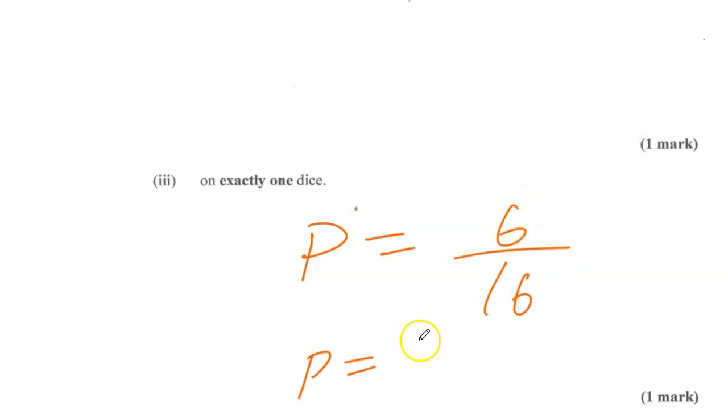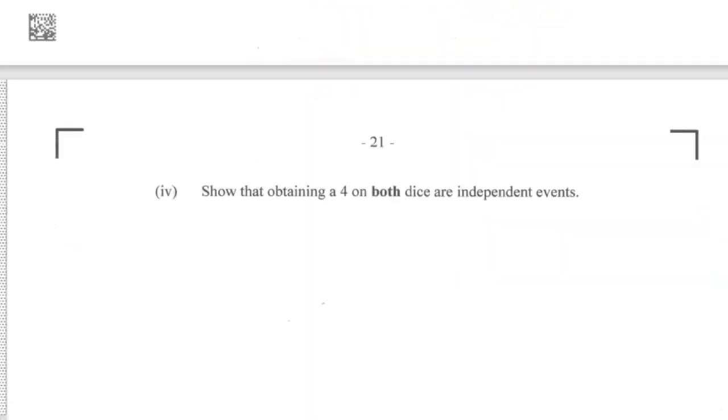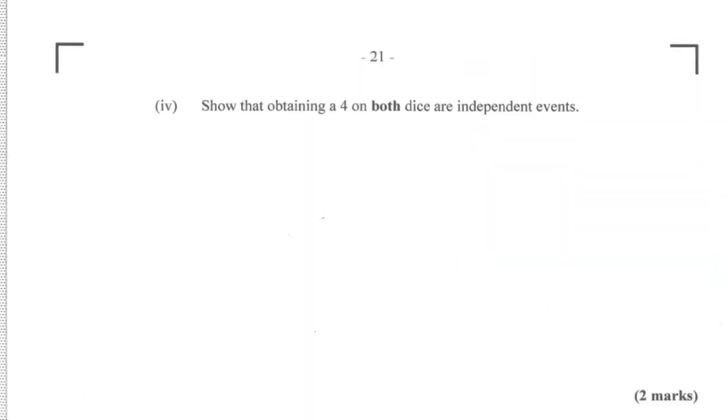So that's the probability there will be 6 out of the 16. And if we reduce this, divide by 2, we end up with 3/8. Next, show that obtaining a 4 on both dice are independent events.